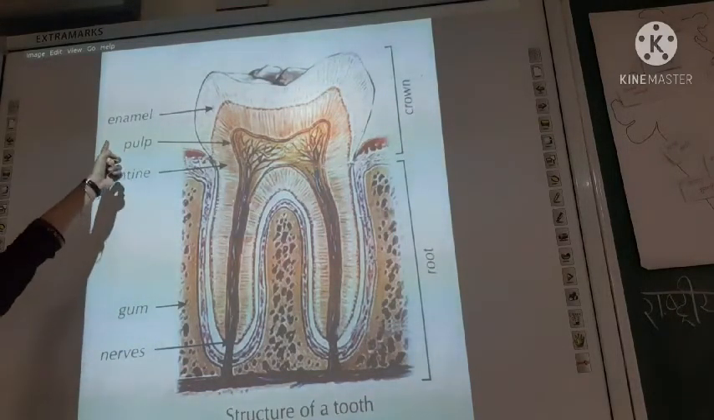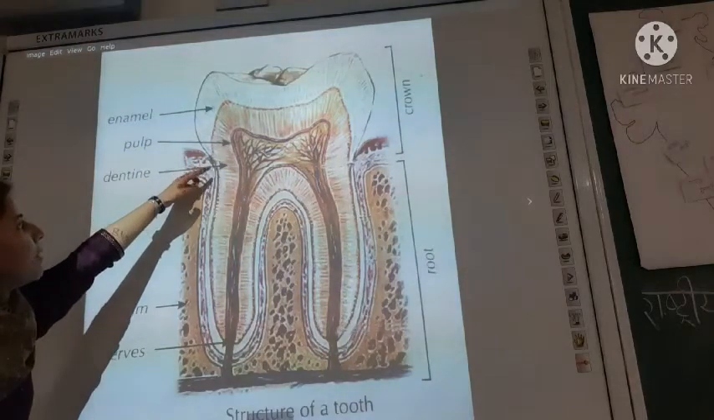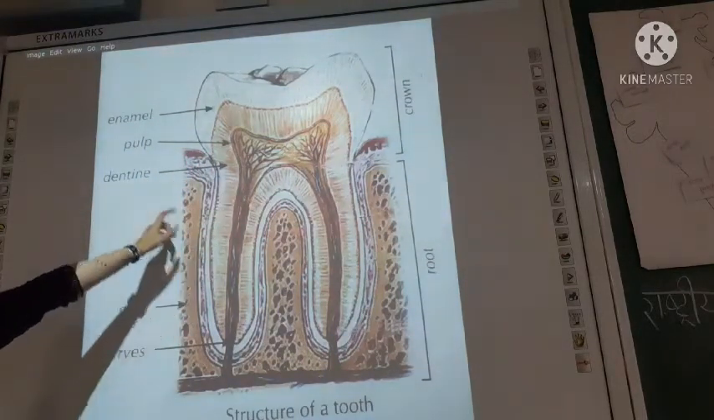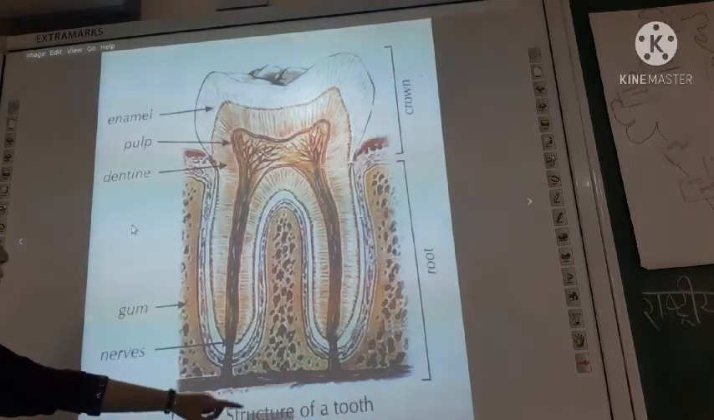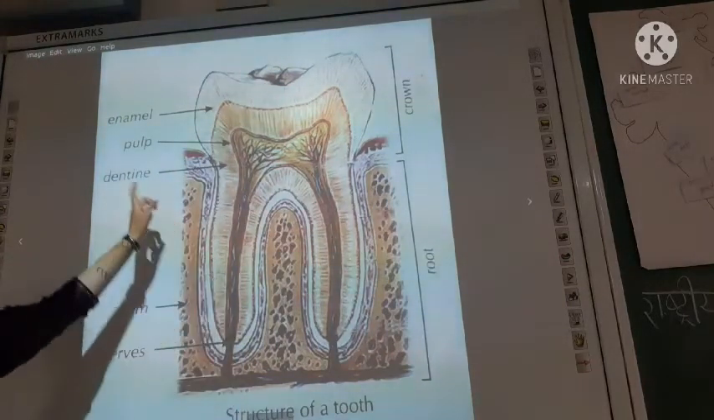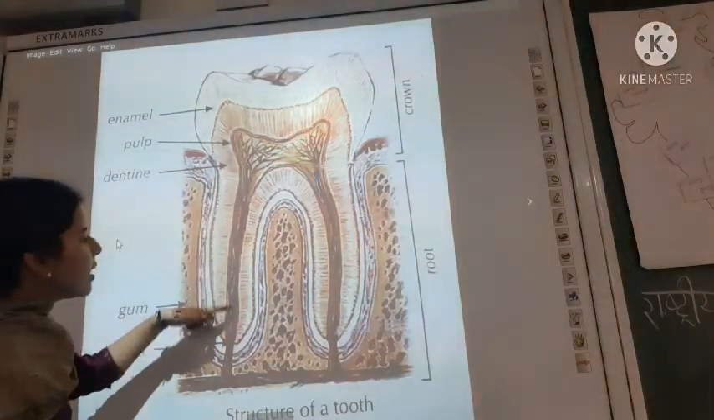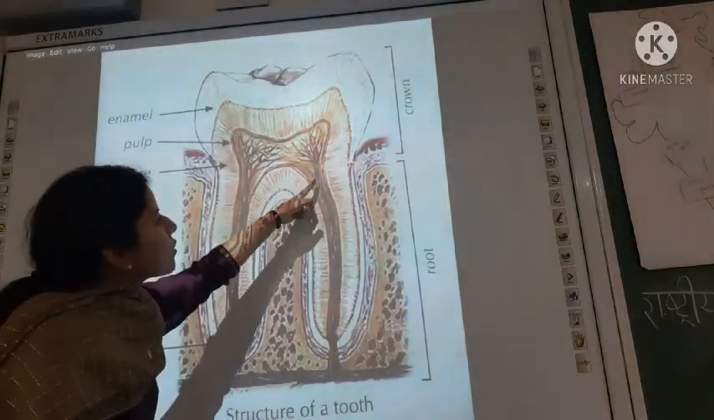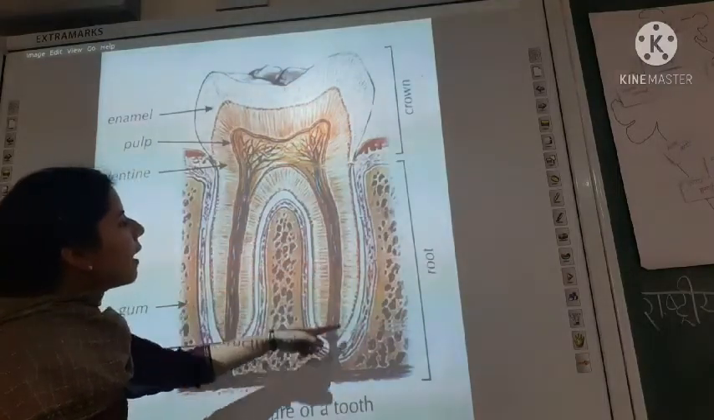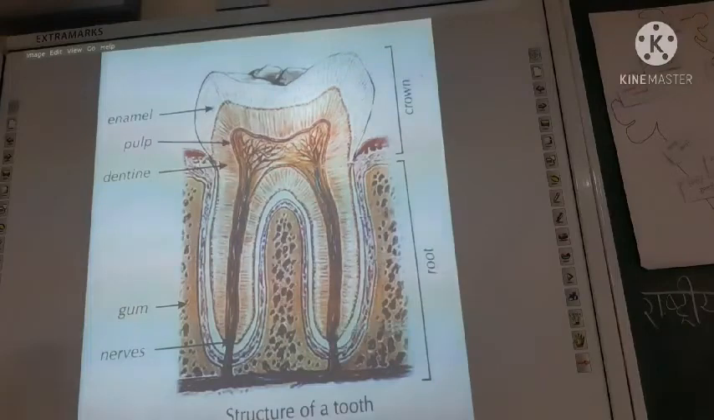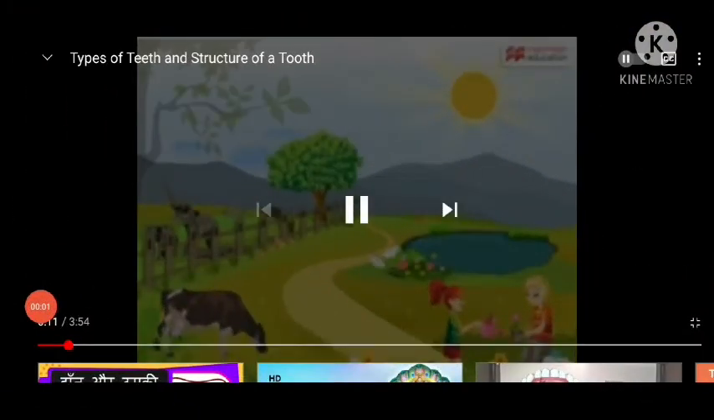Inside the enamel, there is the dentine. This part is called dentine, which forms the harder part of the tooth, right? And inside the dentine, there is a pulp, which consists of blood vessels and nerves, right? So this is about the structure of the tooth.